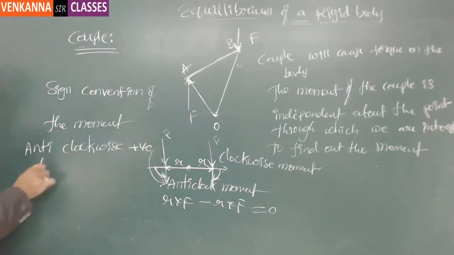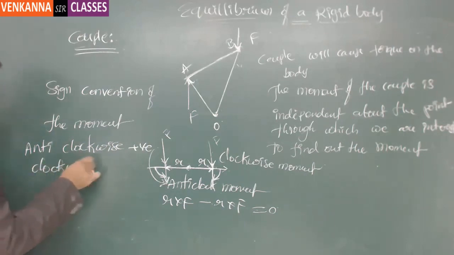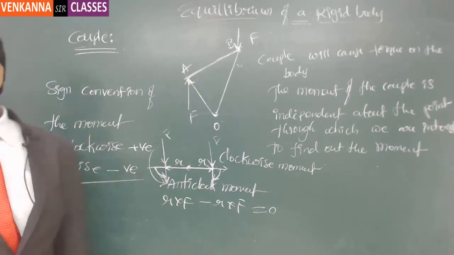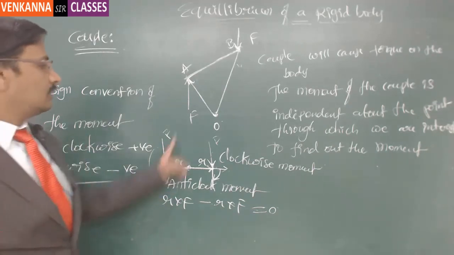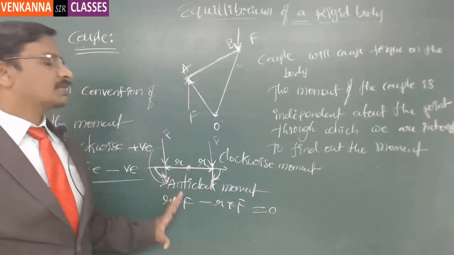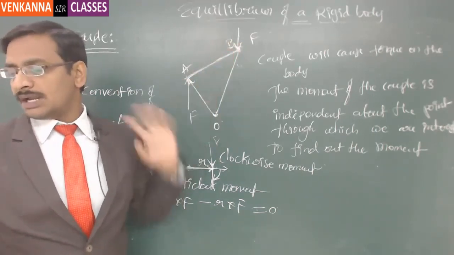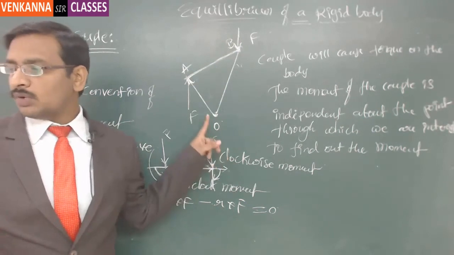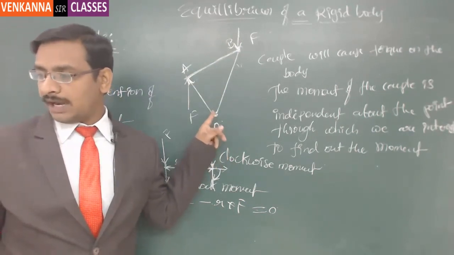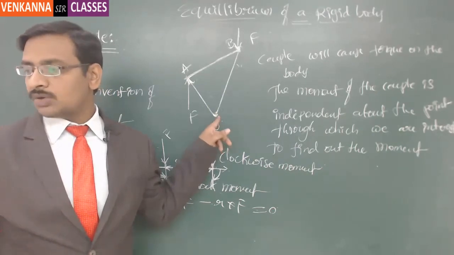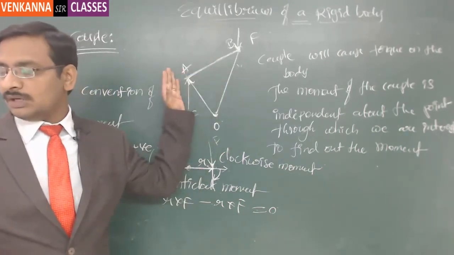And the clockwise negative. So this is the universal convention. Got it? So here, assuming this convention, there is a couple, two different forces that act on this. Now I am trying to identify the moments about a random point O. From this I am trying to calculate the angular displacement of this entire body.